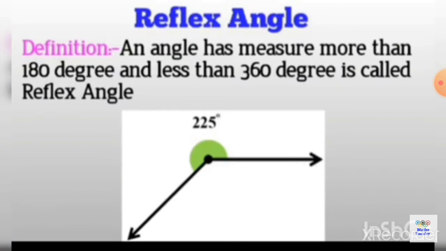Reflex angle. Definition: an angle whose measure is more than 180 degrees and less than 360 degrees is called a reflex angle. You can see on the white page that they make a 225 degree angle. It is less than 360 degrees and more than 180 degrees.